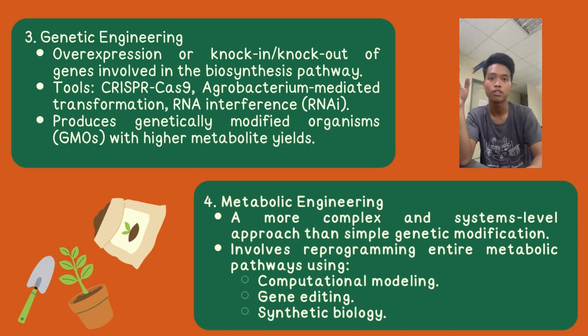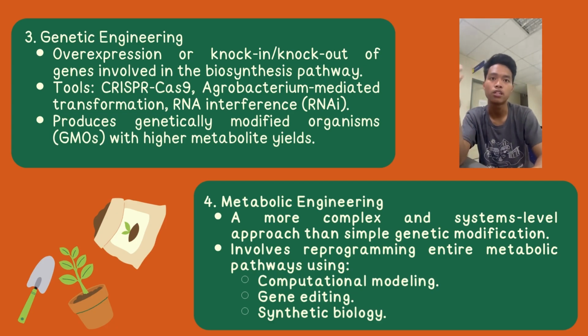The third one is genetic engineering. So this involves modifying the organism's DNA to either increase the expression of key biosynthetic genes or to introduce new genes that improve metabolic synthesis. So in this case, we can use tools like CRISPR, agrobacterium-mediated transformation, and RNA interference. So these methods allow scientists to create genetically modified organisms that consistently produce higher yields of targeted secondary metabolites. For instance, inserting genes responsible for a cancer drug production in a microbial host has helped reduce reliance on endangered yew trees. The fourth one is metabolic engineering.